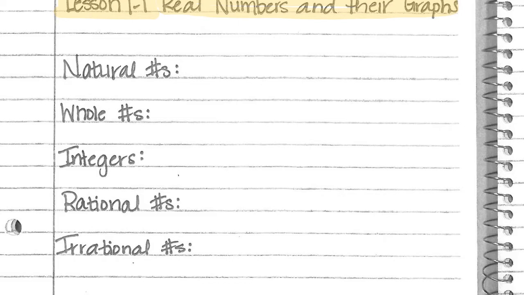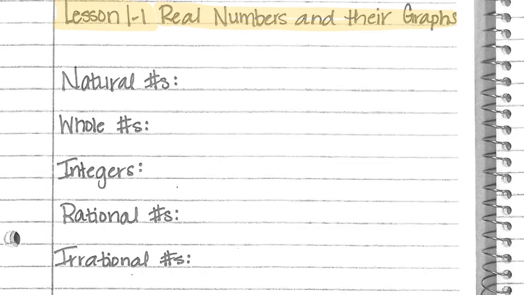Natural numbers are also called counting numbers. I'll write that above. Counting. And I like the word natural numbers because it's what naturally came out of your mouth when you learned how to count. So it's the set of the numbers 1, 2, 3, 4, etc.